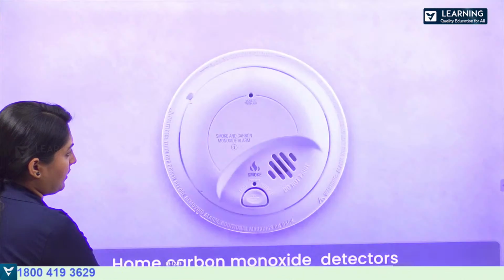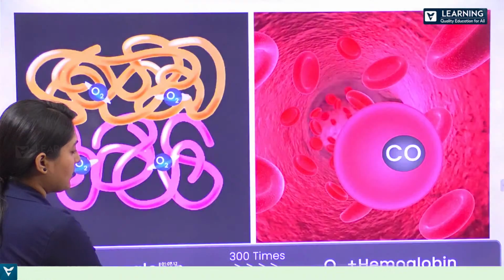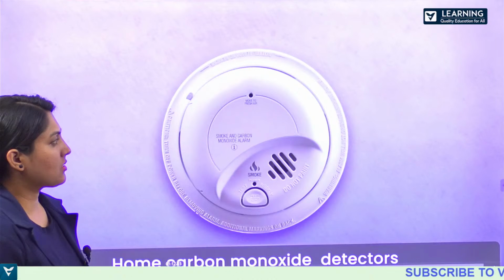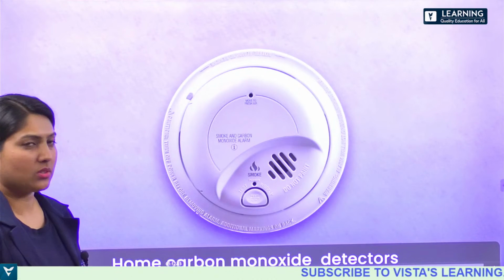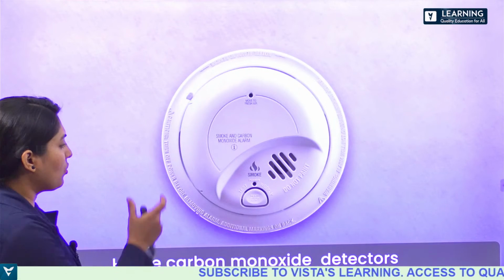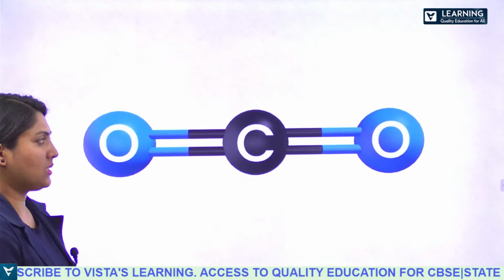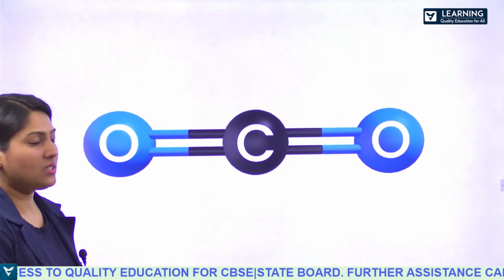This is also important, students. As we know, if a home produces more carbon monoxide, it is not good for health, right? So we have a detector also, to know the carbon monoxide percentage, how much it is. If it is too much, it will detect and give you a signal.